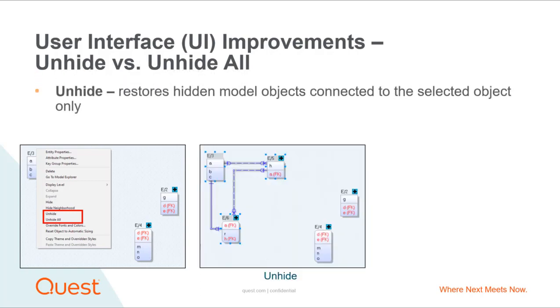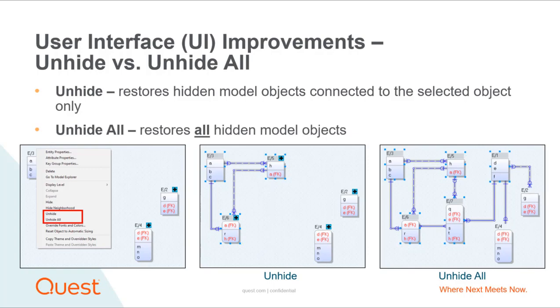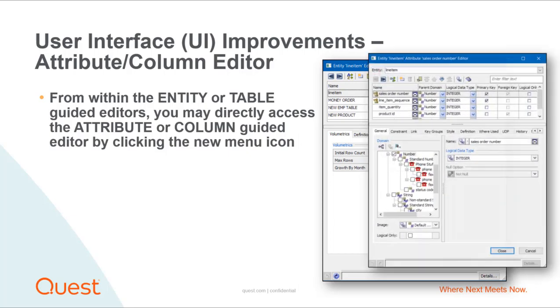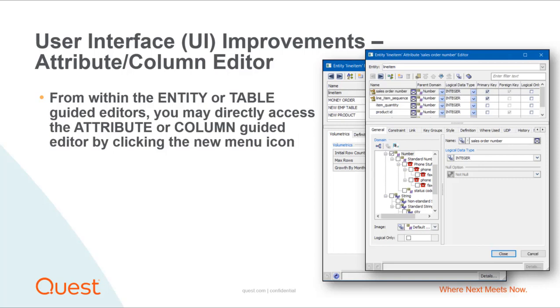Unhide restores the hidden model objects connected to the selected object only. Unhide All restores all hidden model objects. Another UI improvement in this product release is the ability to open the attribute or column guided editor directly from within either the entity or table guided editor. Modelers need only to click the newly added menu icon.